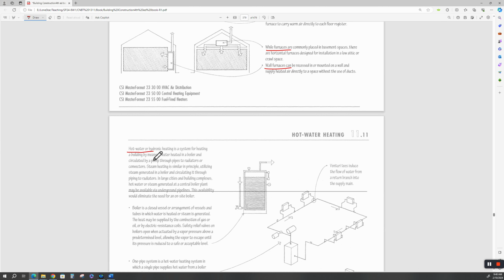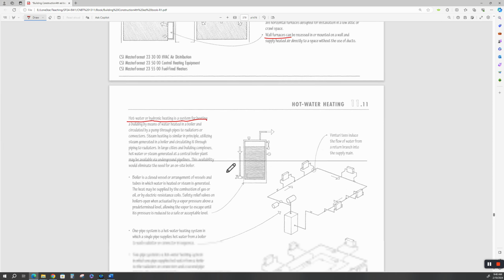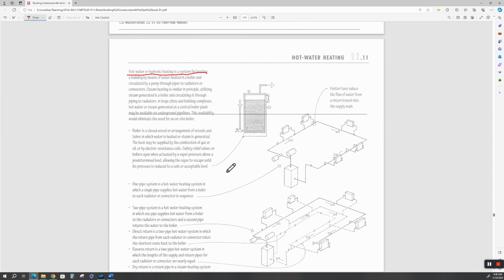Again, hot water or hydronic heating is a system for heating a building by means of water heated in a boiler, and it's circulated by pumps through radiators. I lived in a dorm at A&M that had radiant radiators in the room itself. Those things would get super hot, and they had extremely hot water going through them.